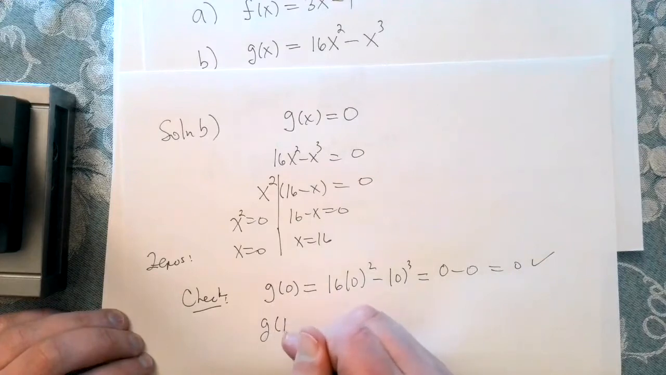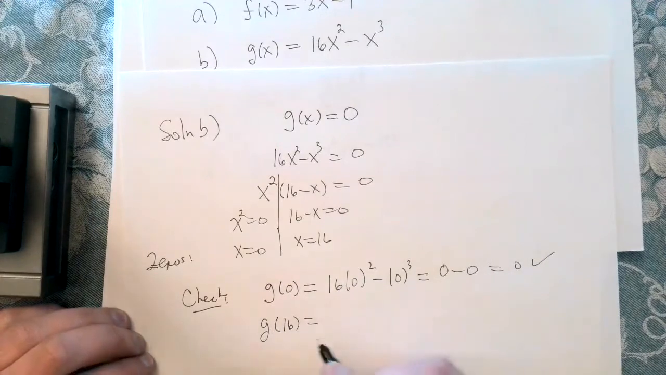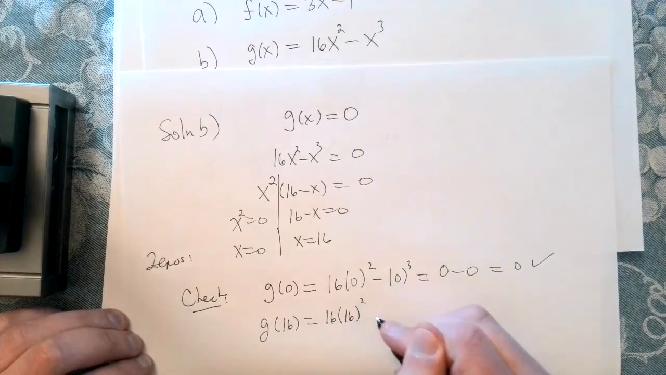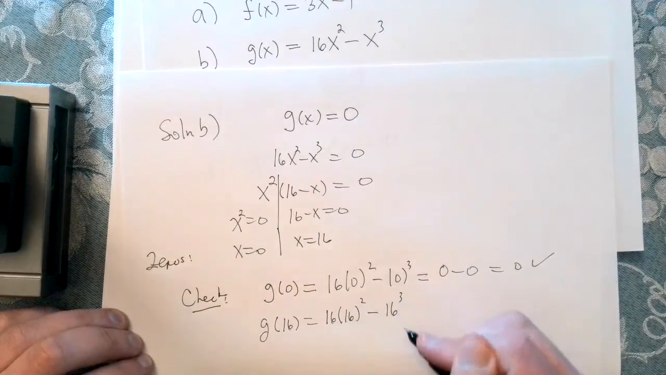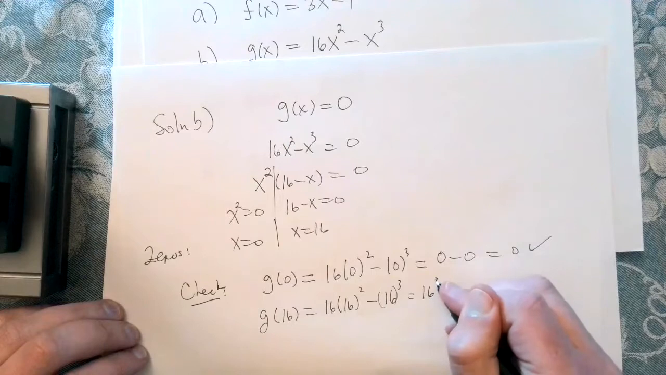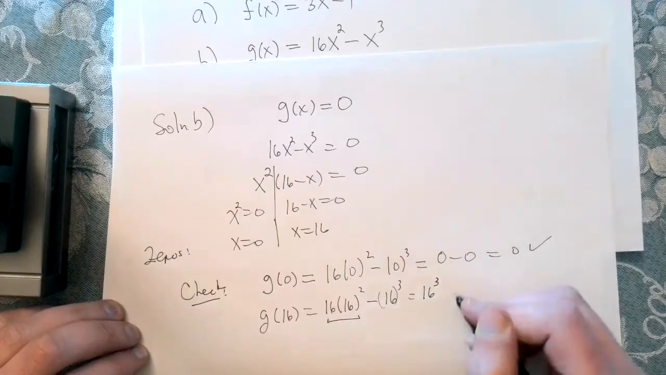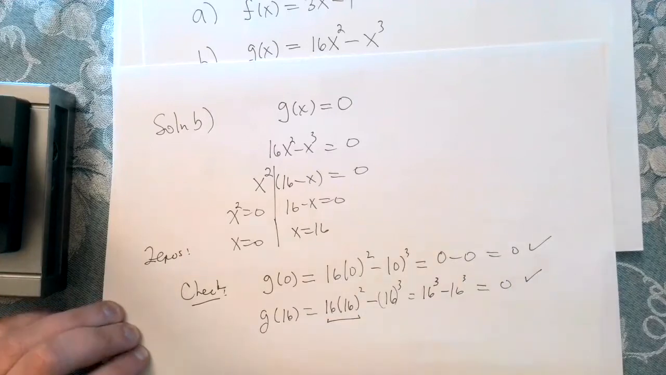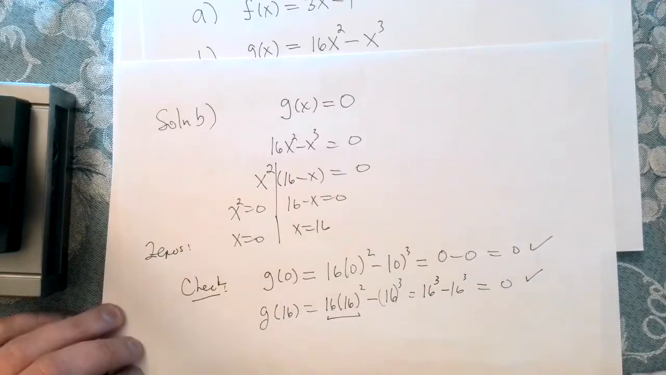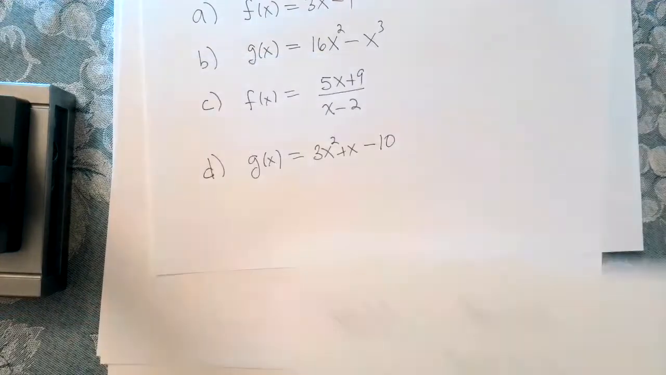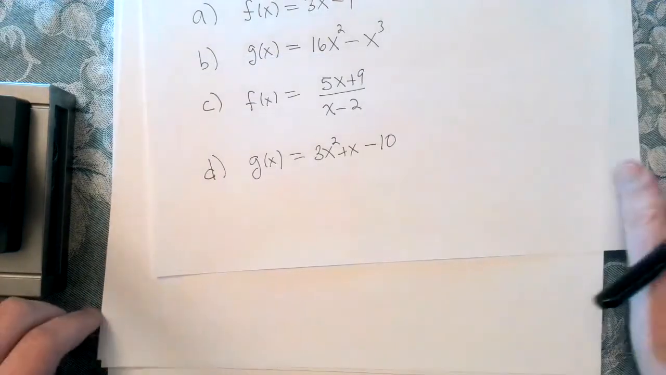And then we'll check x equals 16. So this is 16 times 16 squared minus 16 cubed. But if I look at the exponents here, that's the same thing as 16 cubed, right? Minus 16 cubed, and any number minus itself is 0. So that checks. So let's try the next one.